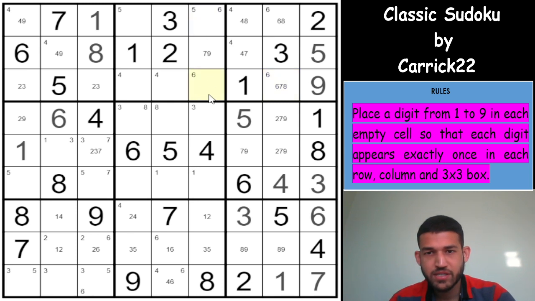Look at this cell. This is again very limited in possibilities. It cannot be 1, 2, 3, cannot be 5, 9, cannot be 4, 8. So this can only be 6 and 7. So what are we supposed to see here? I have a 4, 7 here, a 7, 9 here, and a 4, 9 here.